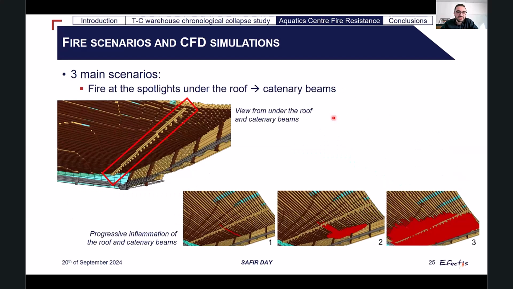The second scenario was fire at the spotlights just under the roof. That was mainly impacting, of course, the catenary beams. Here also we had some issues at the first iteration because the fire spread to the whole timber roof. So we also had to protect some of the spotlights here, in order to reduce the heat load and to perform our thermomechanical analysis after with SAFIR.